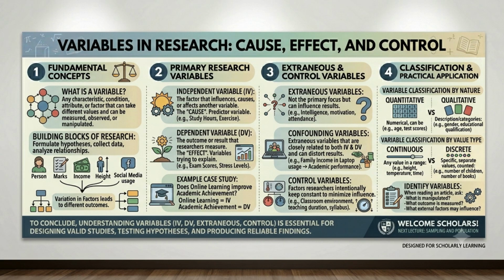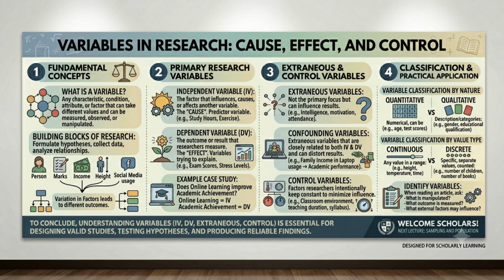Researchers also distinguish between continuous variables and discrete variables. Continuous variables can take any value within a certain range. Examples include height, weight, temperature, and time. A person's height may be 168.5 centimeters, 168.7 centimeters, or any value within a range.